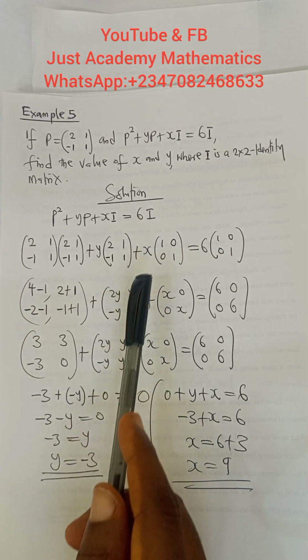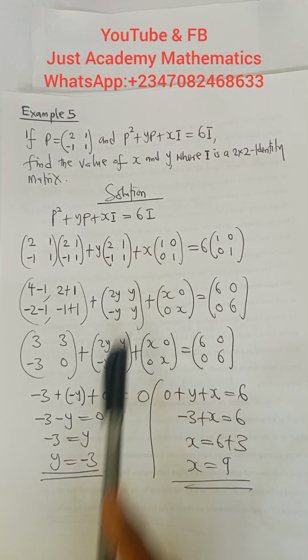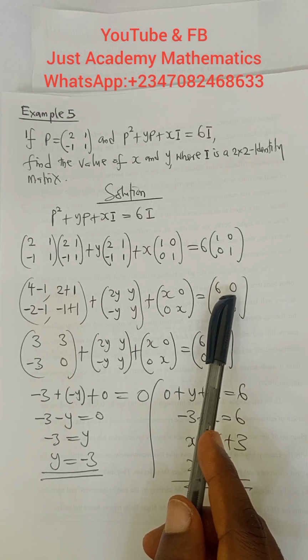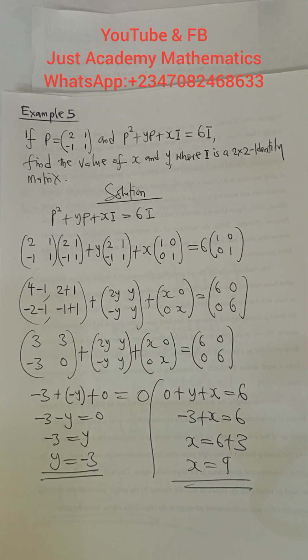If you put 9 here in the place of X, put minus 3 here in the place of Y, the whole of this will give you this 6, 0, 0, 6. So that is it.